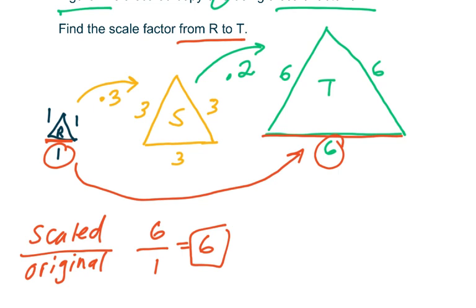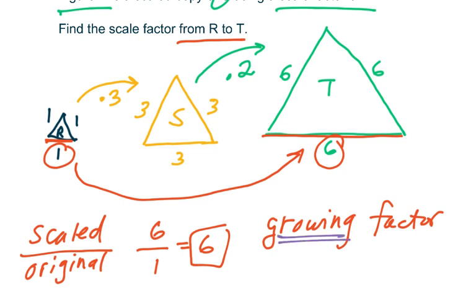This makes sense to me because I was expecting a growing scale factor. The reason I was expecting a growing scale factor is because triangle R is smaller than triangle T, and when you have a growing scale factor, it means that you need to have a scale factor that's greater than 1. So I'm not surprised that 6 is our answer, and I'm pretty confident in that answer because it does have a growing scale factor.